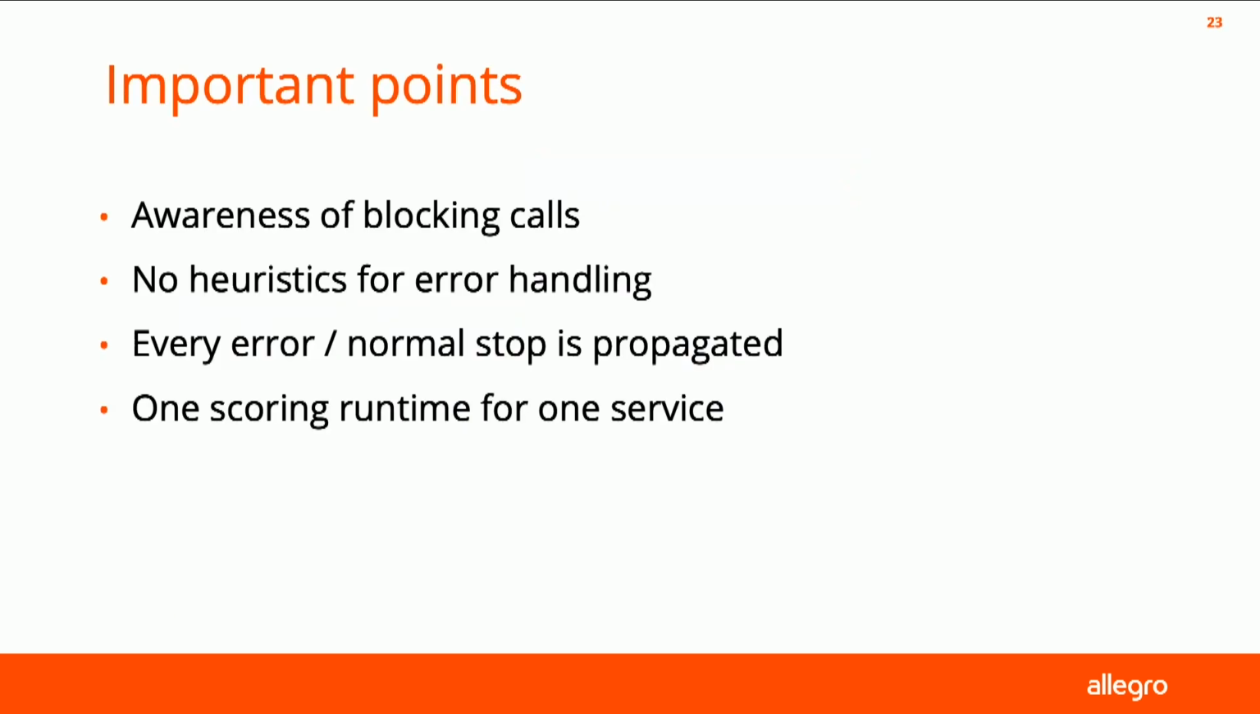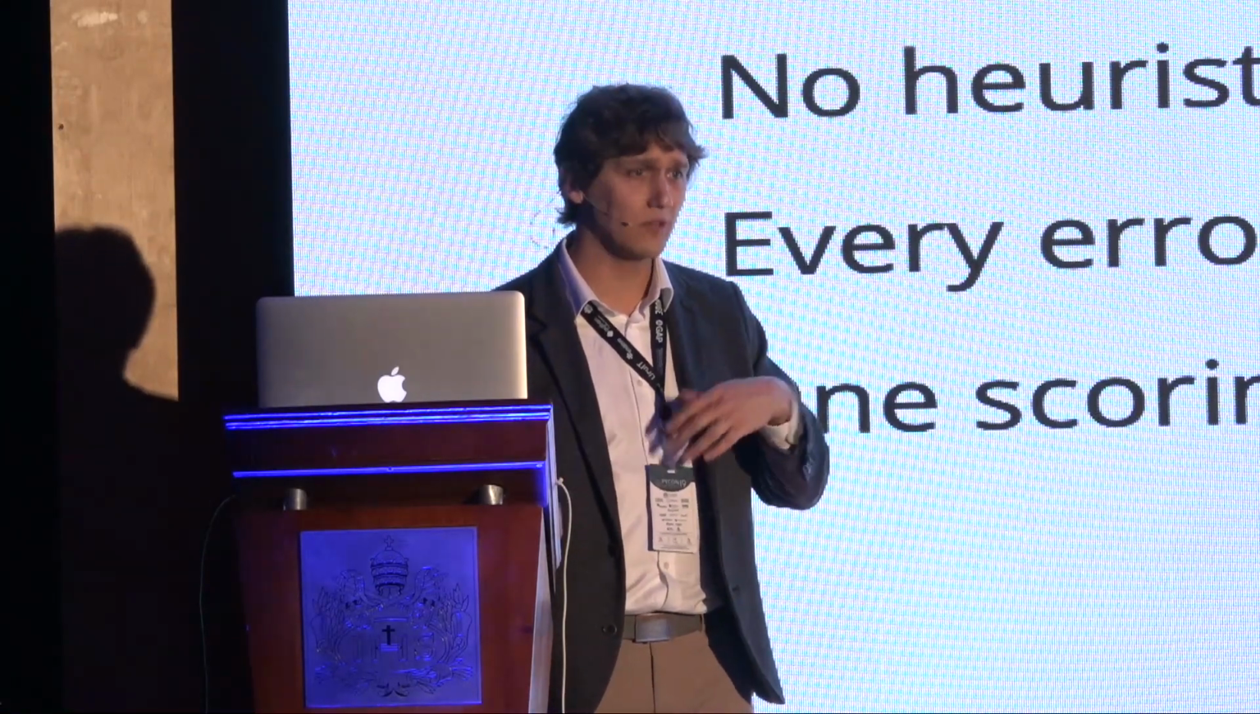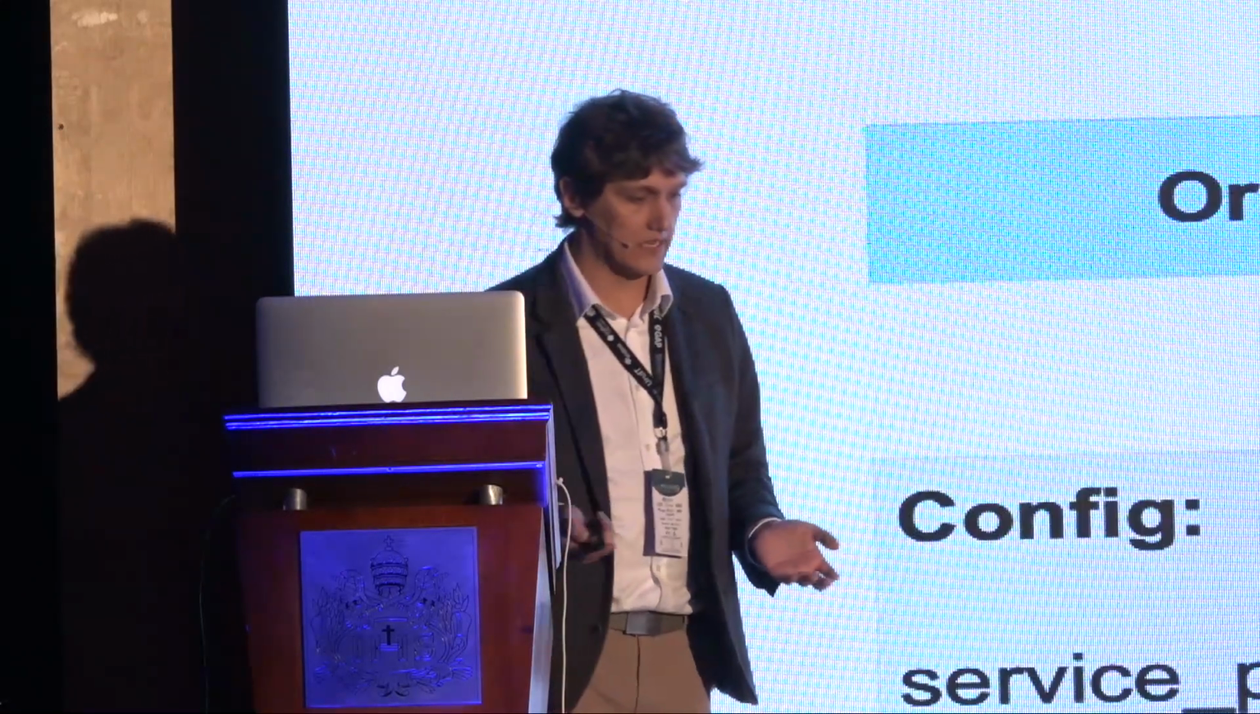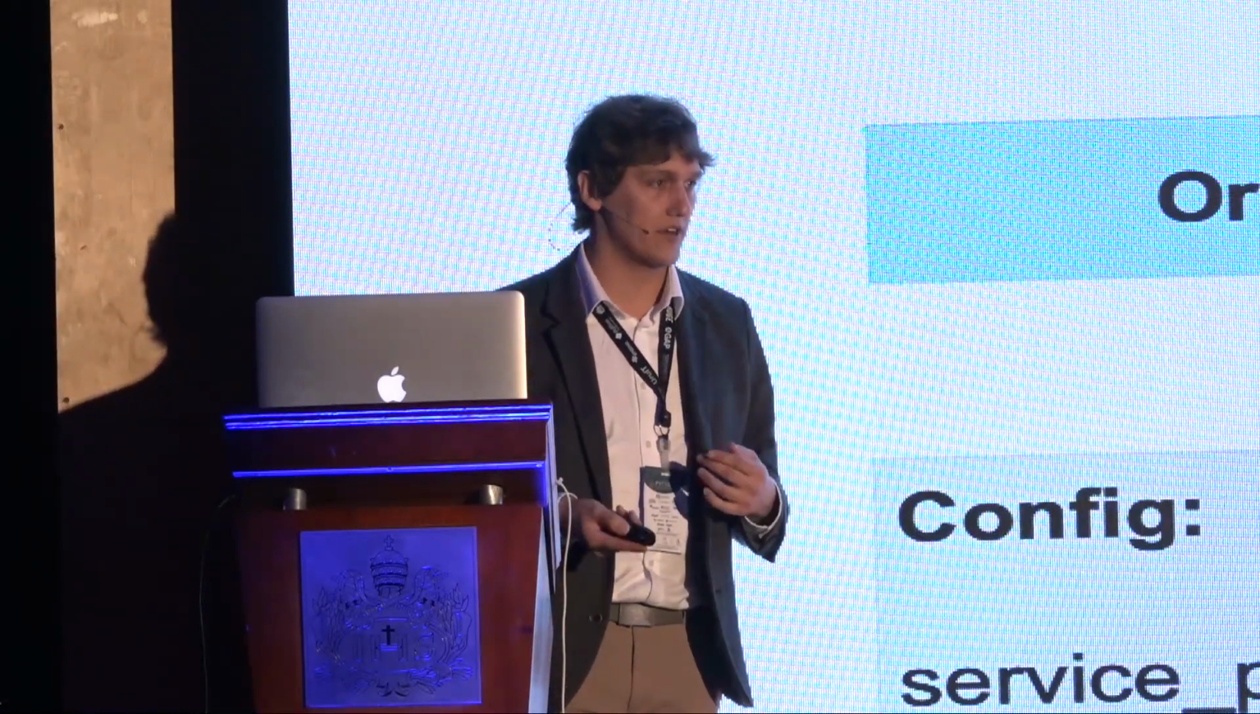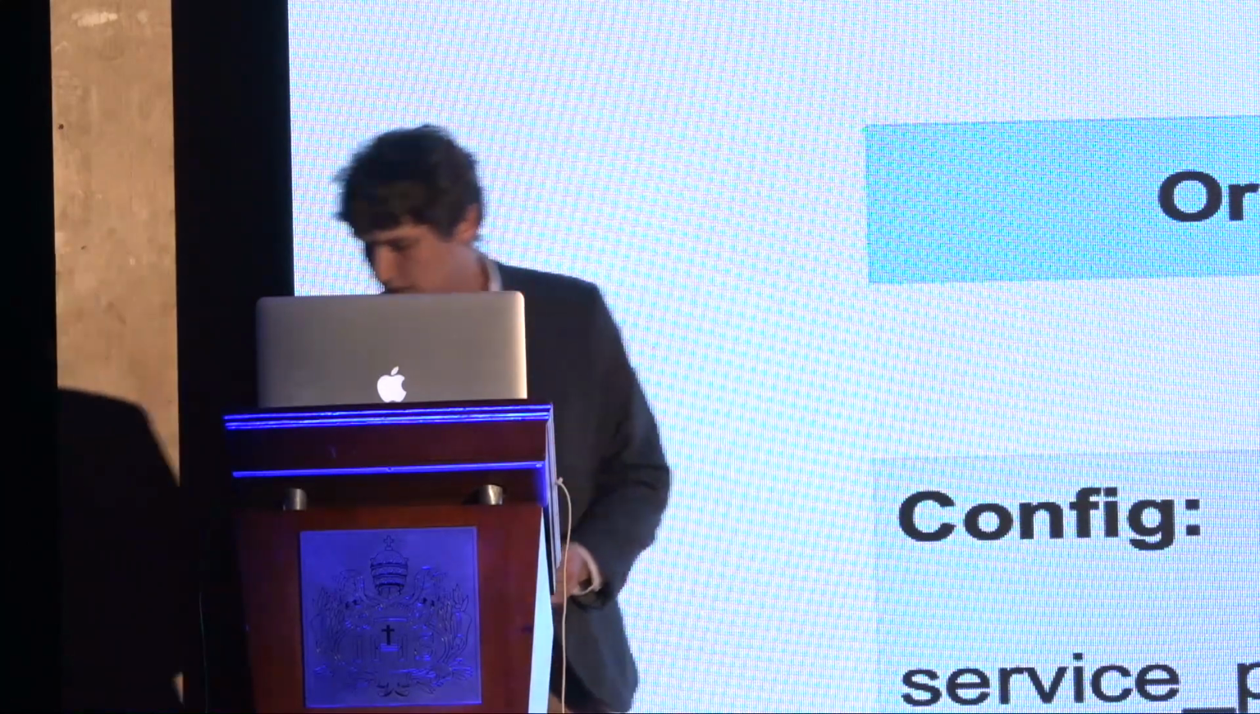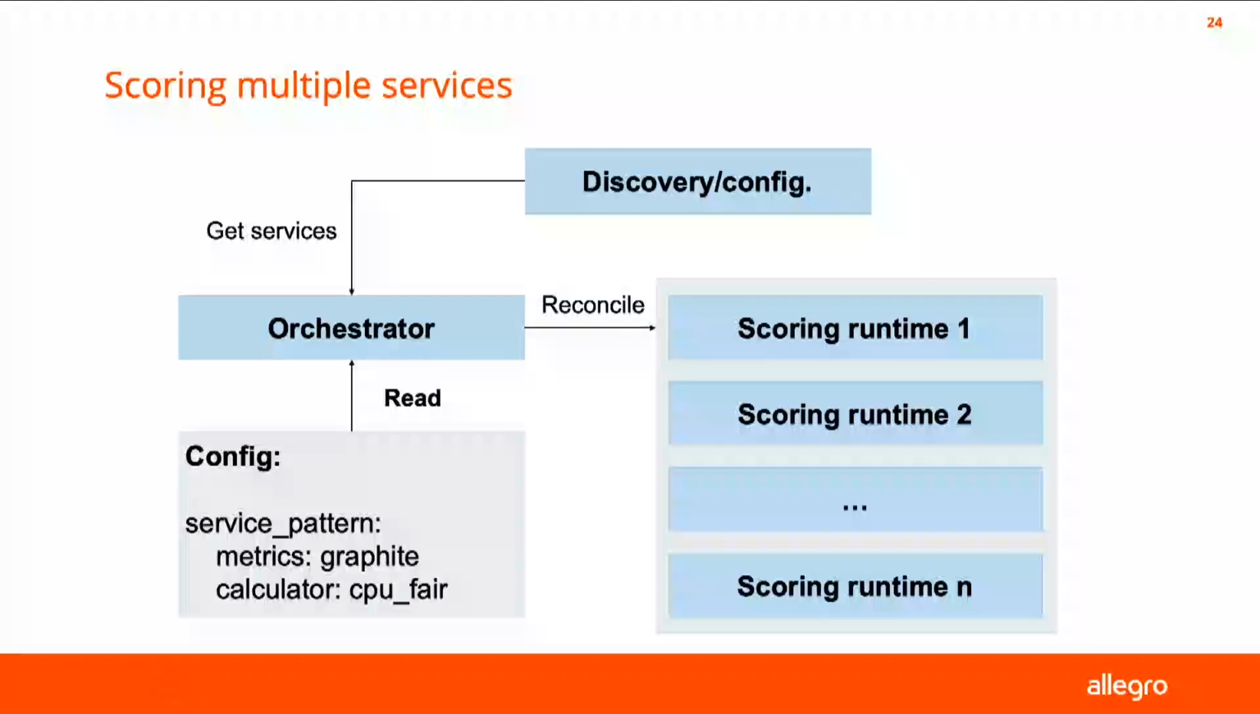Every scoring runtime scores instances of one specific service, but we would still want to score instances of different services that could be spawned, respawned, killed, and rescheduled. So we need something that will orchestrate our scoring runtimes. And for that, we decided to create a scoring runtimes orchestrator, and it does three things. First, it reads the configuration.